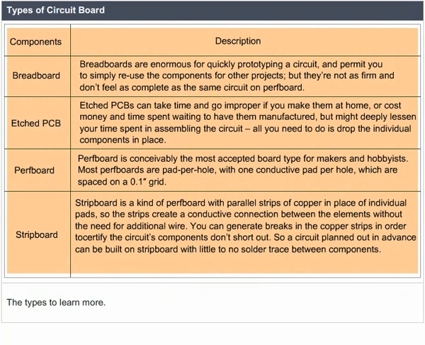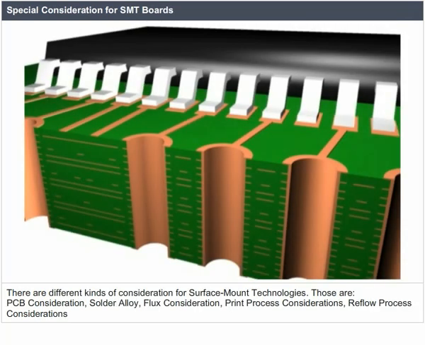Strip board. Strip board is a kind of perf board with parallel strips of copper in place of individual pads, so the strips create a conductive connection between the elements without the need for additional wire. You can create breaks in the copper strips in order to ensure the circuit's components don't short out. So a circuit planned out in advance can be built on strip board with little to no solder trace between components.